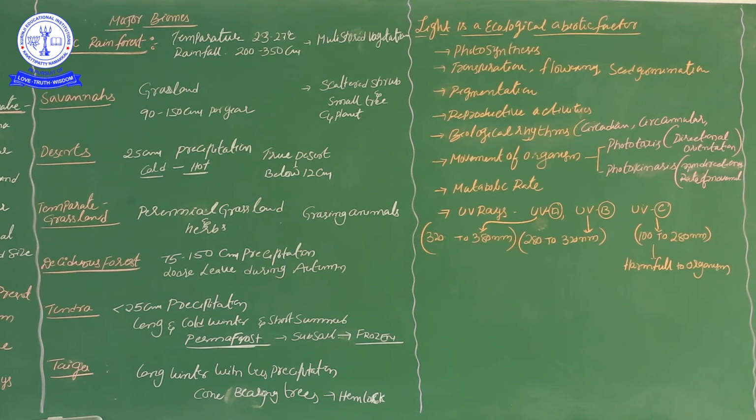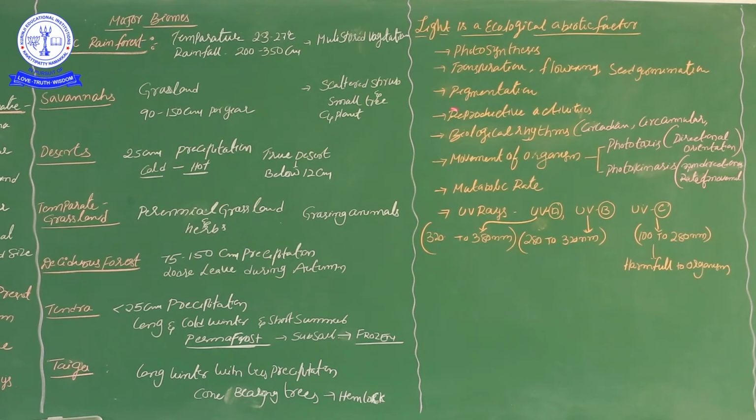Now pigmentation, it is regarding the animals. Our body color is influenced by the light. How will it influence us? You have all experienced it in our general life. When our body is exposed to light for a long time, automatically our skin becomes darker. Correct, right? So our body pigmentation depends upon the light.